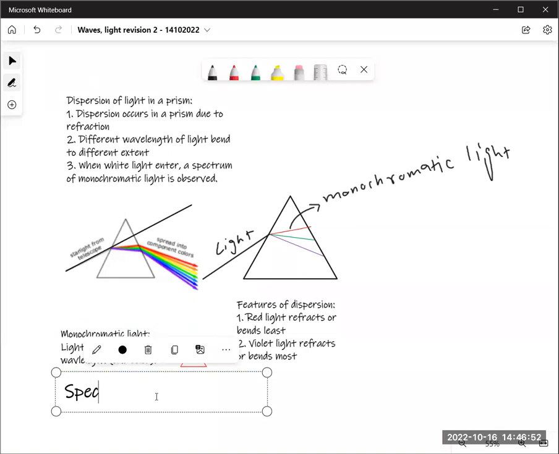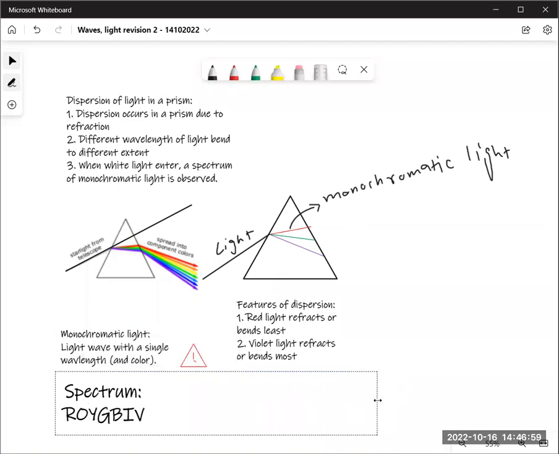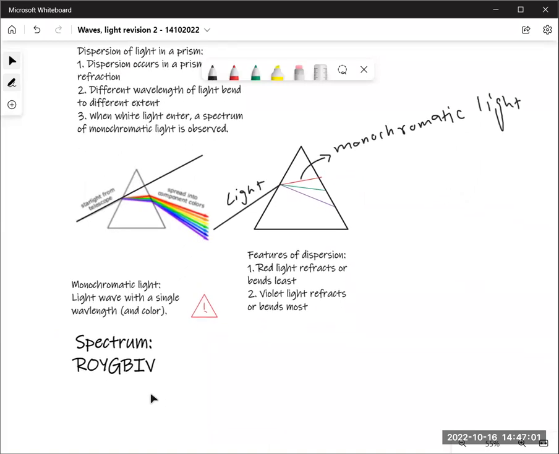Spectrum. The spectrum is Roy G. Biv, right, Roy G. Biv, or VIBGYOR. Your choice.